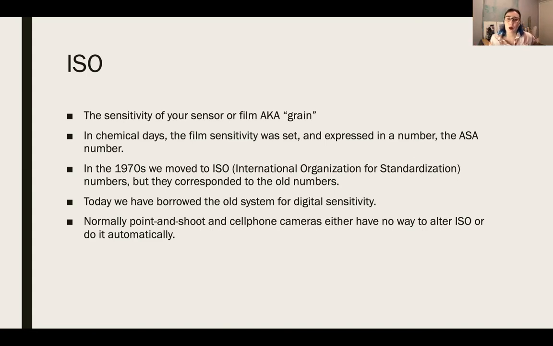So normally point and shoot and cell phone cameras either have no way to alter the ISO, which is another reason why it's tricky to do this course without a DSLR, because it's hard to manipulate that ISO, or they do it automatically, which takes the control out of your hands. And as an artist, you want all the control possible so that you can decide what your image is doing and what it's saying as a result of that. So ISO is something on your camera that you can dictate.